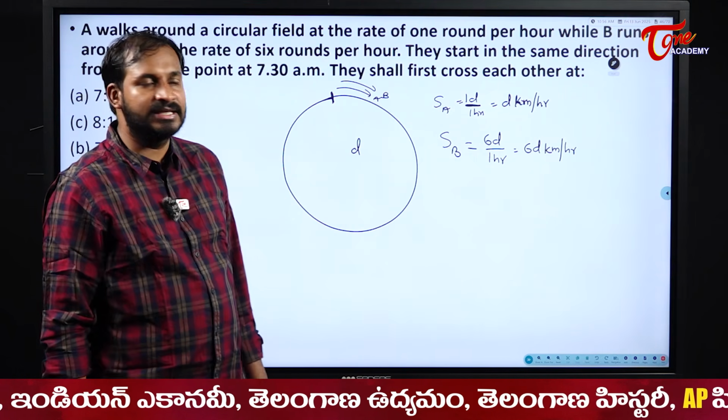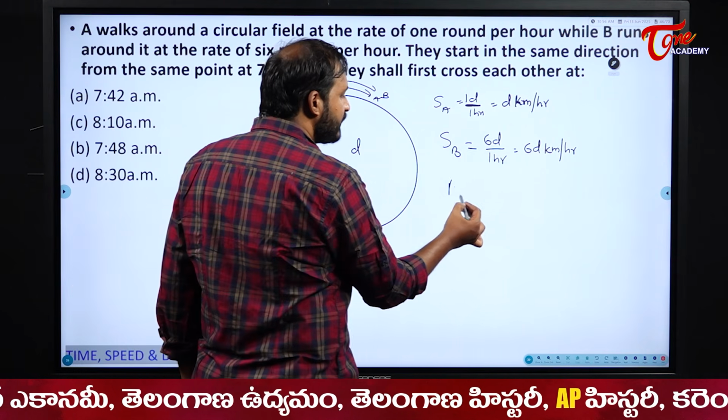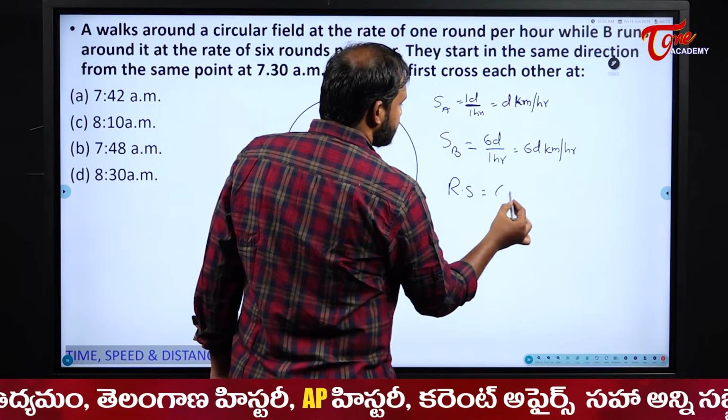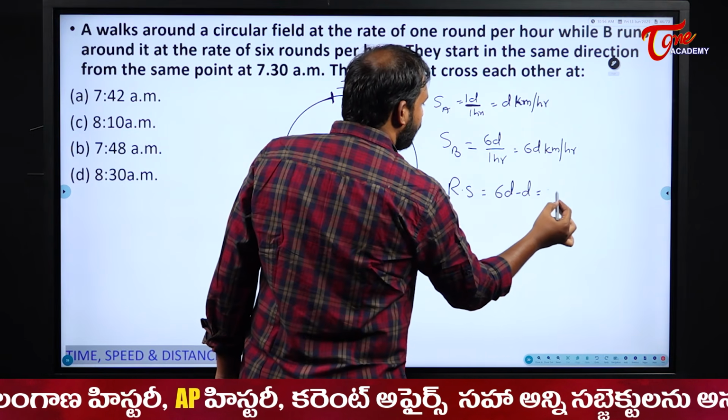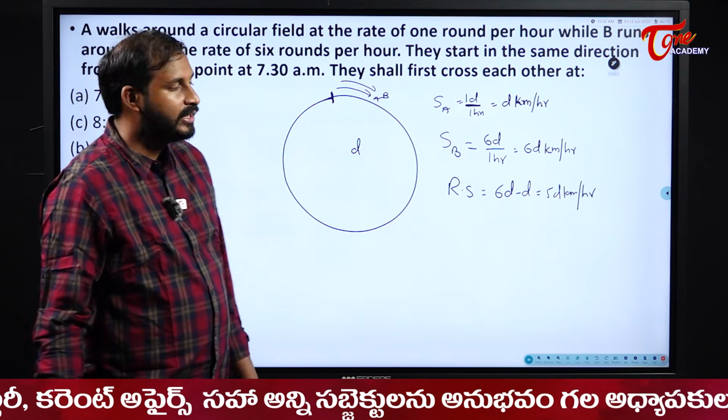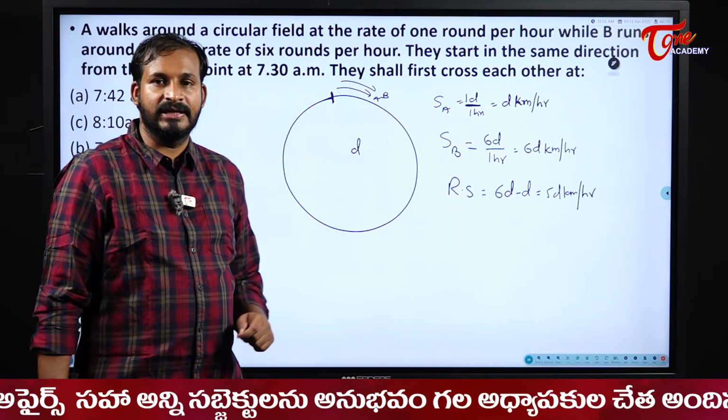Yes sir, both are running in the same direction. So what is the relative speed? Tell me. 6D minus D. It will become what? 5D km/h. Okay. Now when they will meet, tell me.